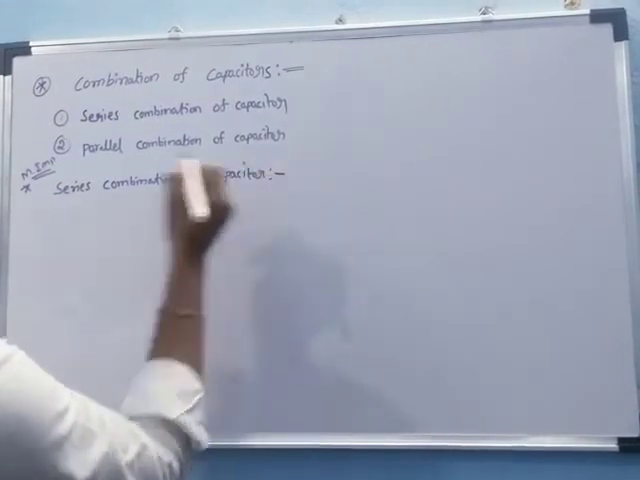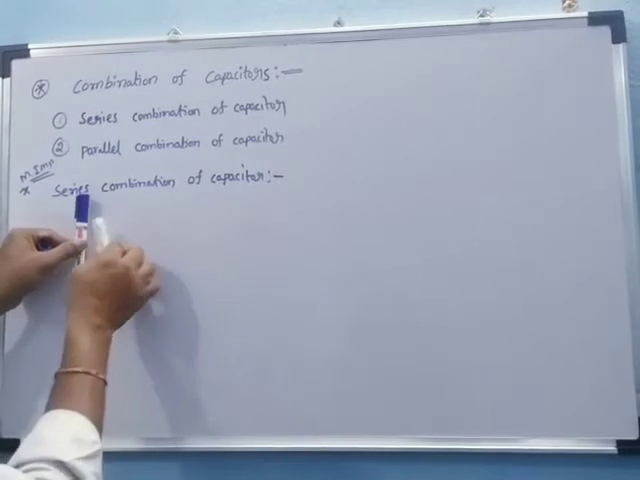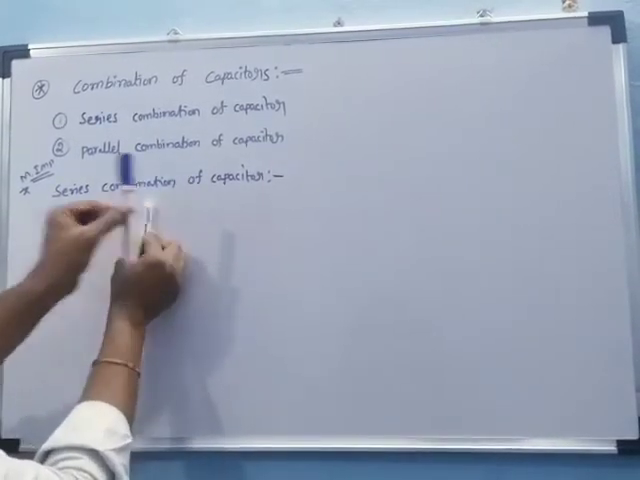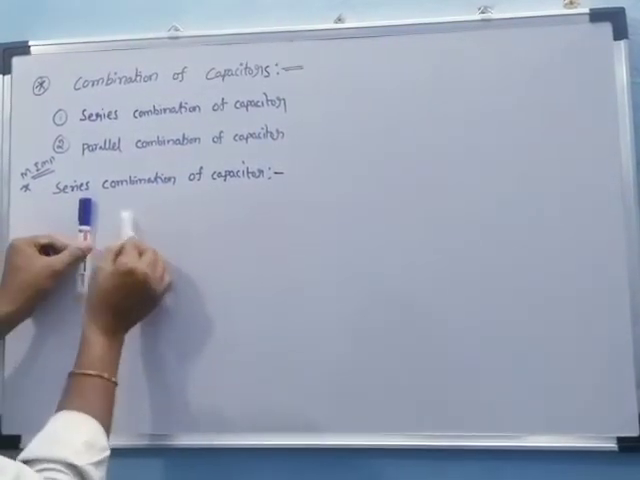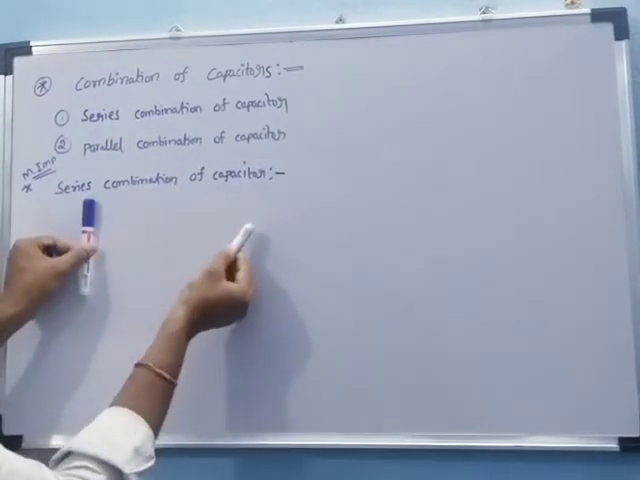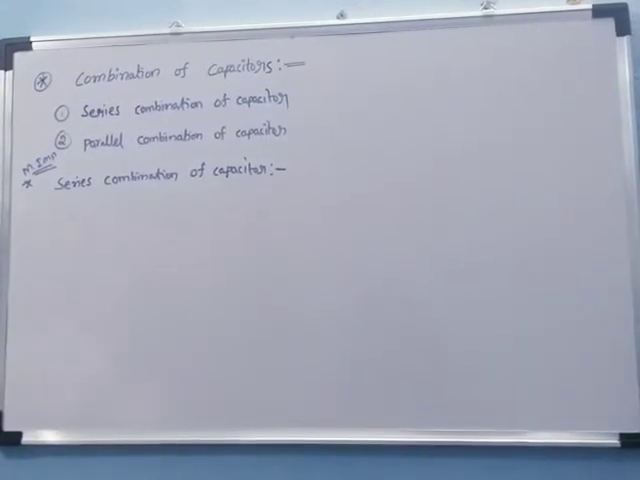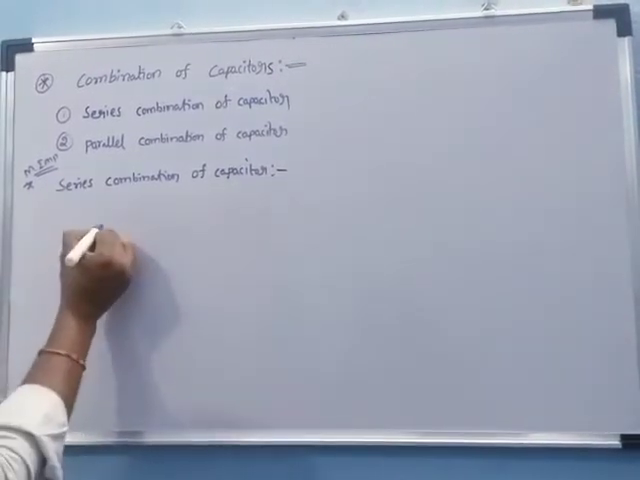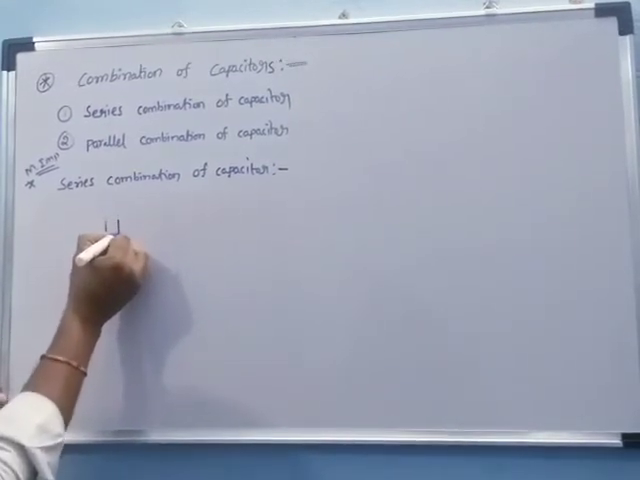Series combination means one after another, each capacitor connected to the next. That is called the series combination. Now, how many capacitors are connected here? Let us consider three capacitors.